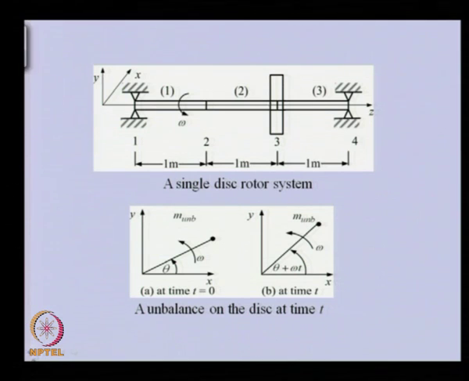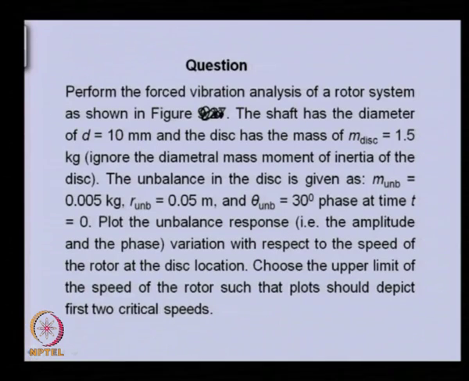So, let us see various properties especially of the unbalance. Unbalance is 0.05 kg at a radius of 0.05 meter, and the location of that unbalance with some reference position from the shaft is, let us say, 30° phase. This is with respect to some physical reference mark on the shaft.